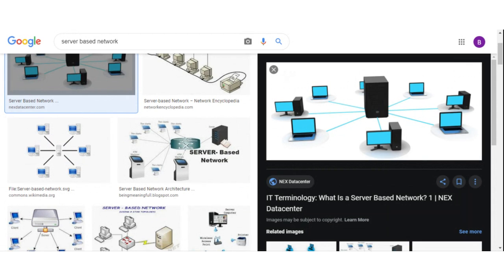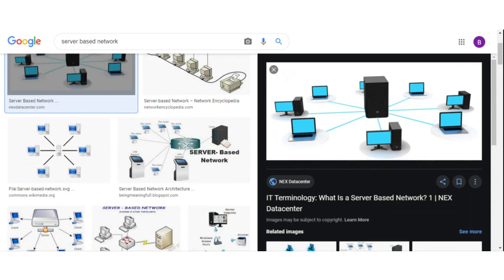Yes, that is okay. If you look at this diagram now, you have a server in the middle, in the central position. Having a server in the central position is what we call a server-based network.